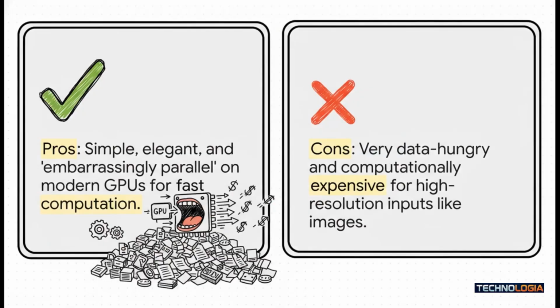But here's the catch, and it's a big one. You've got this trade-off. On one hand, yeah, MLPs are simple, they're super easy to parallelize on modern GPUs, which is great, but, and this is a huge but, they are absolutely ridiculously data hungry. I mean, to learn anything even remotely complex, they need an almost impossible amount of data. This makes them super inefficient and crazy expensive for big inputs, like, say, high-resolution images.